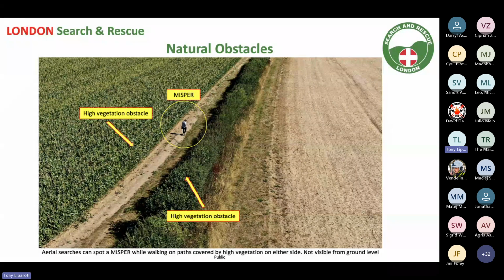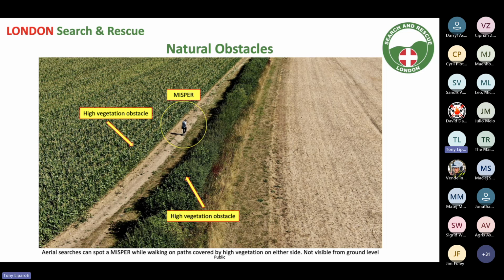Another reason why it's very important to value the use of drones up in the air is what the team on the ground cannot see, because there are natural obstacles, like in this picture. This was done during an exercise because we wanted to prove the point by comparing what the drone can observe and what a search team on the ground can observe in a particular area. We have proven the point that despite the search team not being too far, if I'm not mistaken on the right-hand side of this field, they could not see that person walking on that path because of the vegetation.